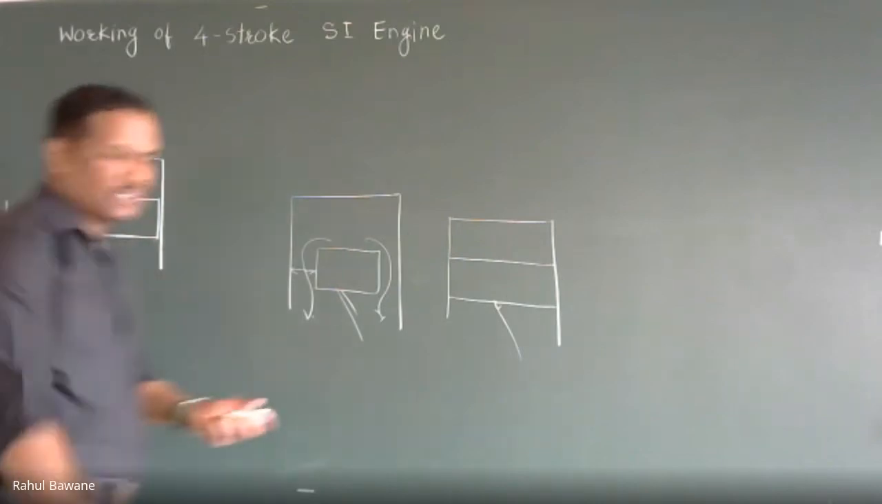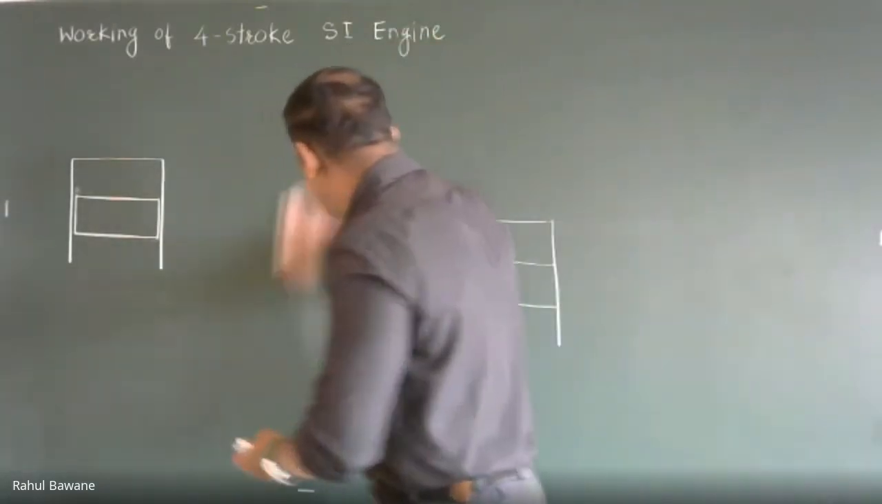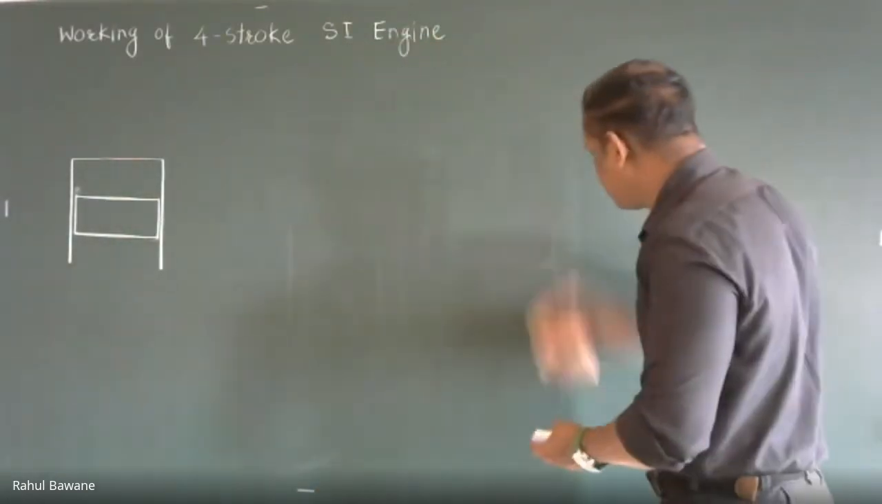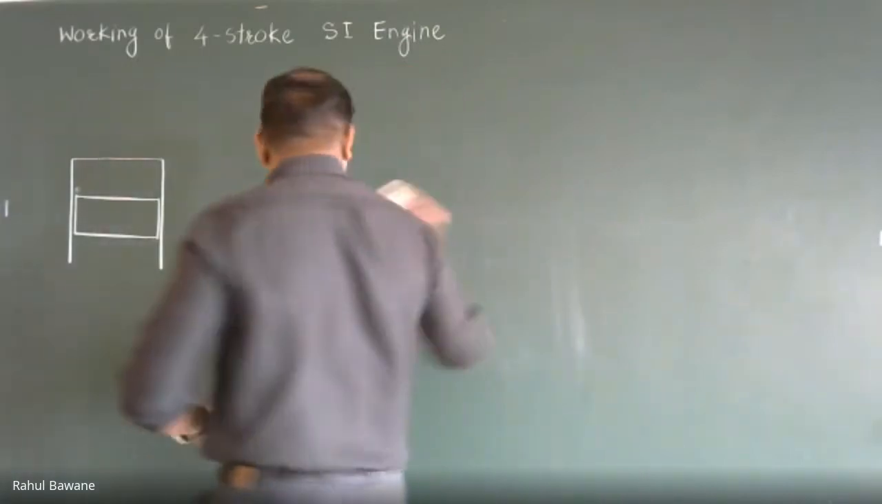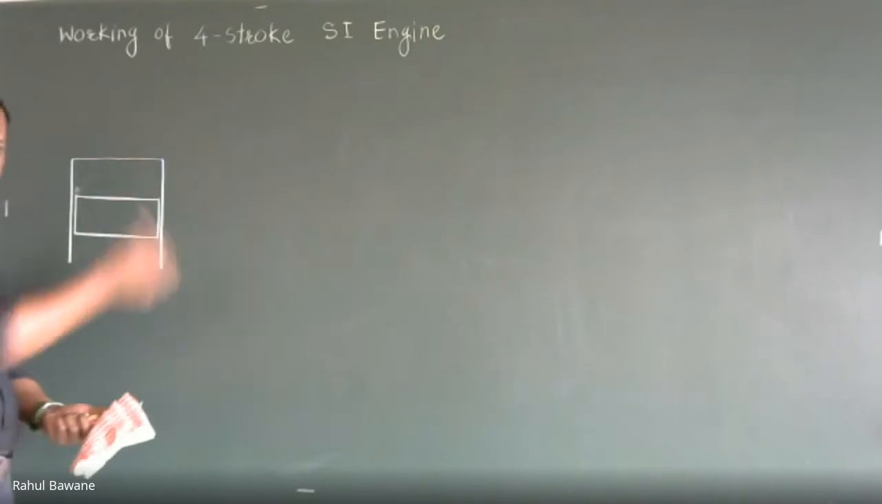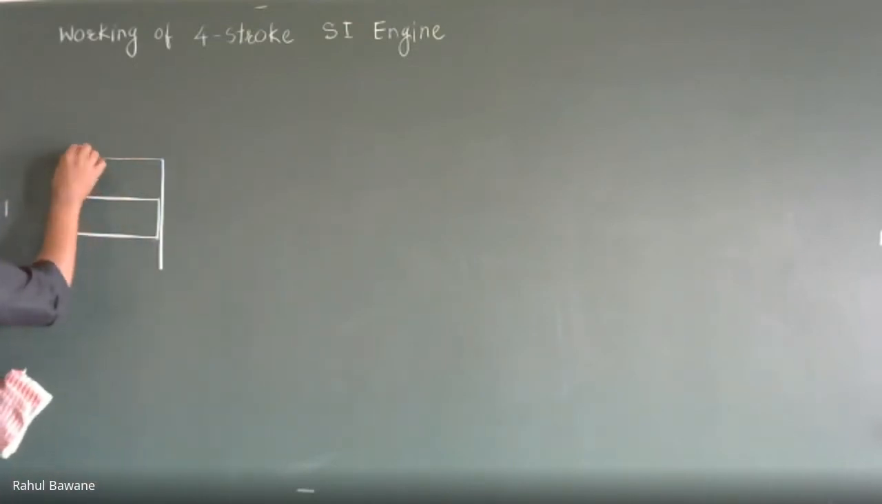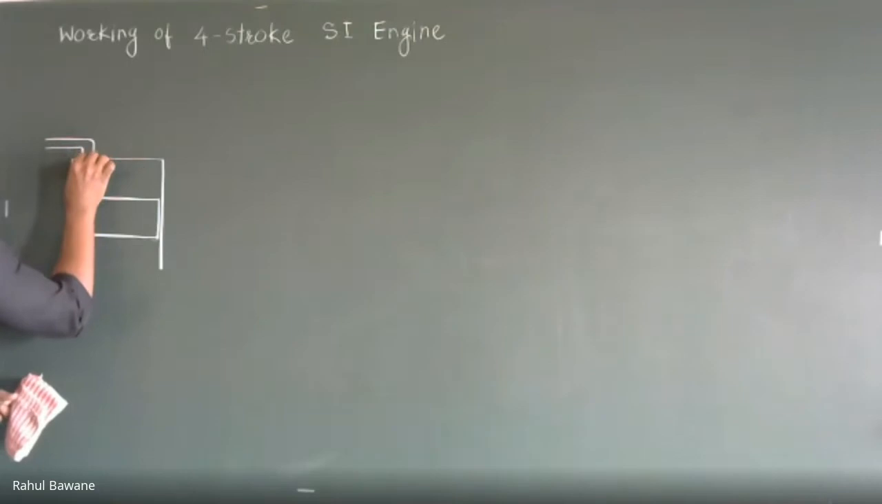Now suppose this is our piston cylinder arrangement. Now there must be some channel through which your fuel air mixture is taken inside the cylinder. So whatever petrol air mixture you have made should go inside the cylinder. So we will provide one passage. So simply draw one passage through which fuel will enter. So this is the passage.